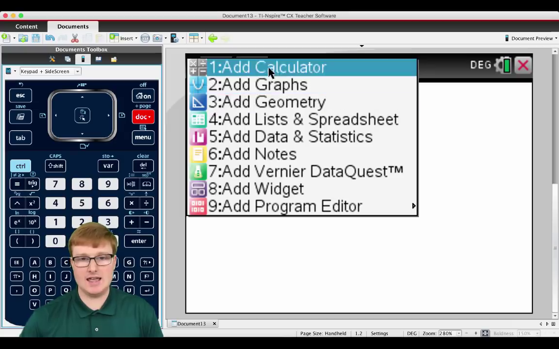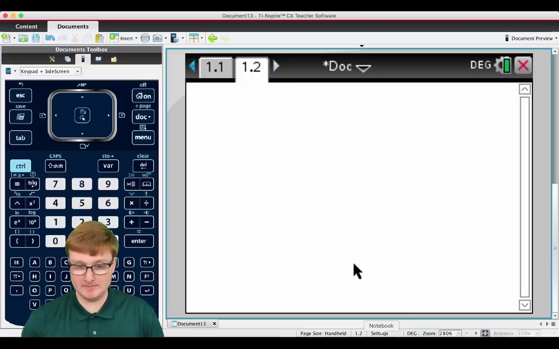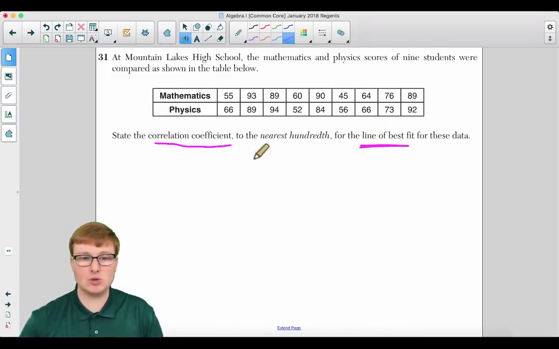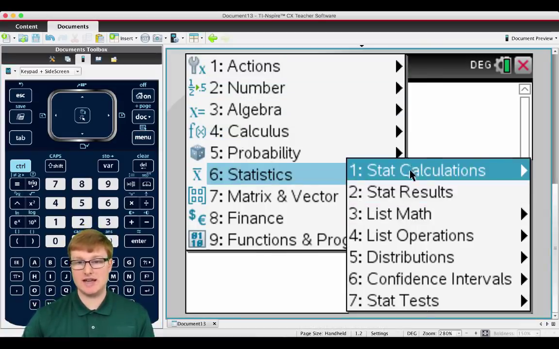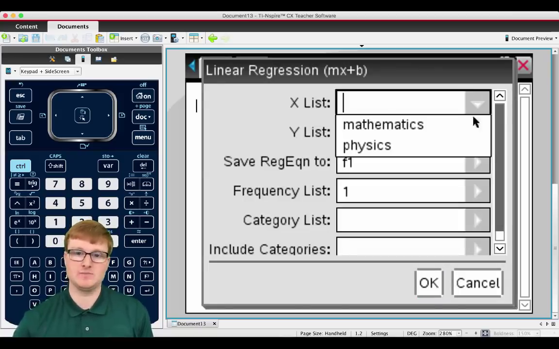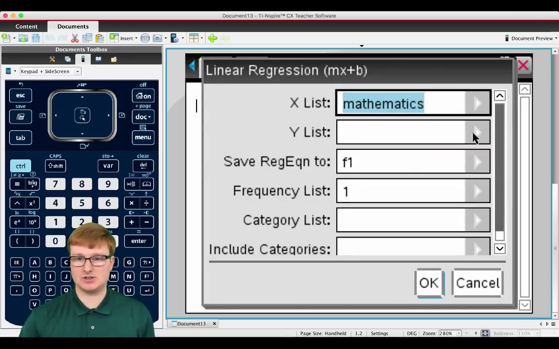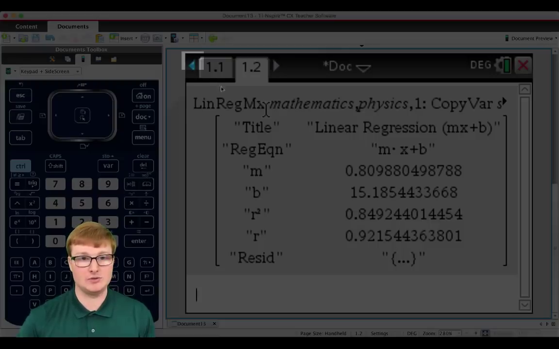Click on Control Doc, add a calculator. Now, this is important. This is a line of best fit. So we're using the linear regression function on our calculator. Go to menu, go down to statistics, go to stat calculations, and go to linear regression mx plus b. It doesn't matter which one you pick. I just like mx plus b because that's what you learned in this course. So click on mathematics for x. The y value is physics. Click on OK. And I'm going to go ahead and copy this to my page over there.